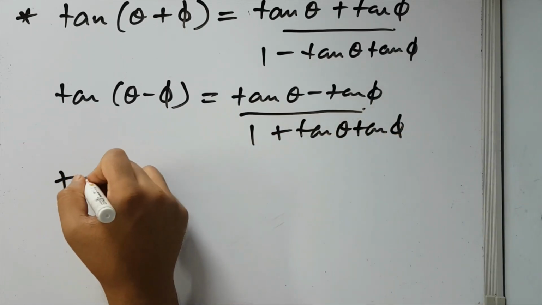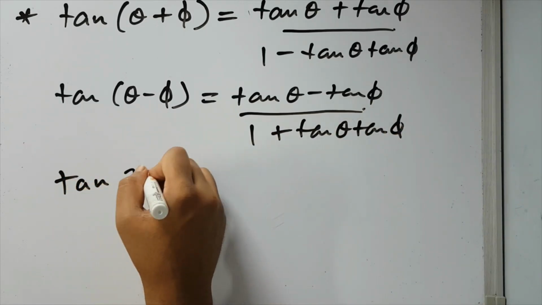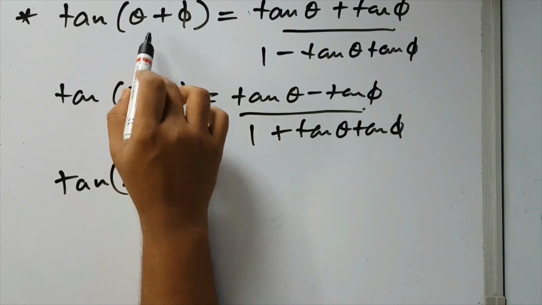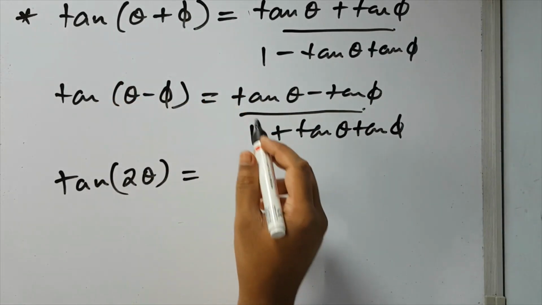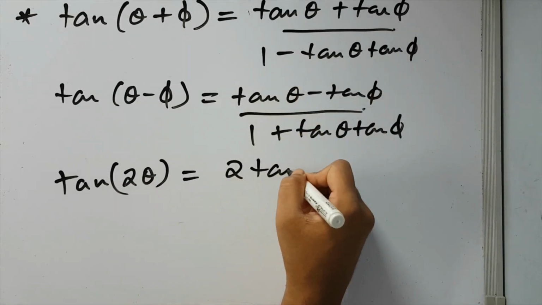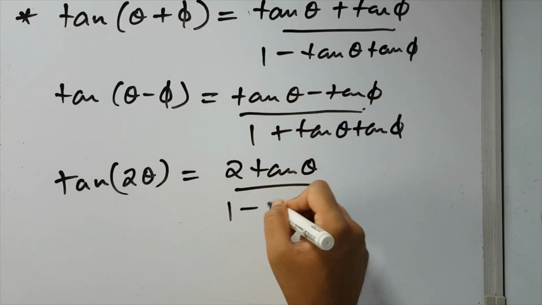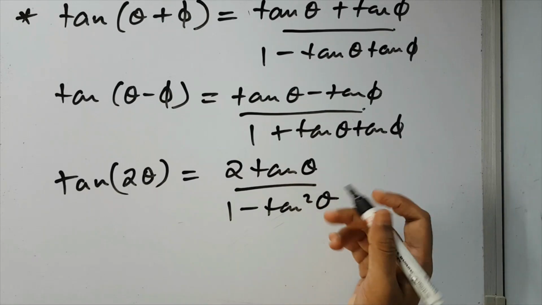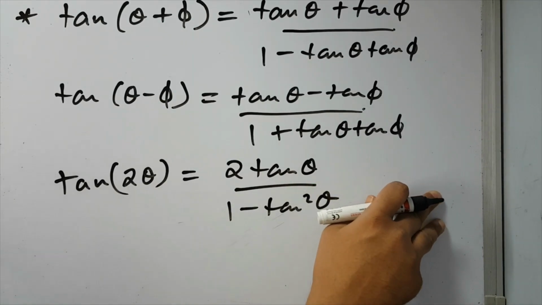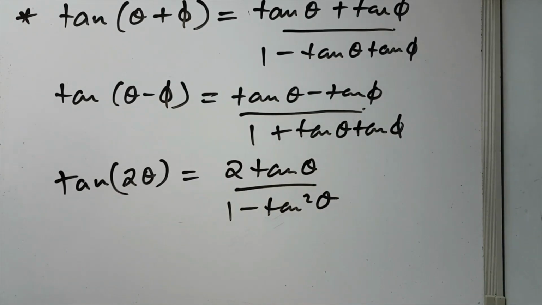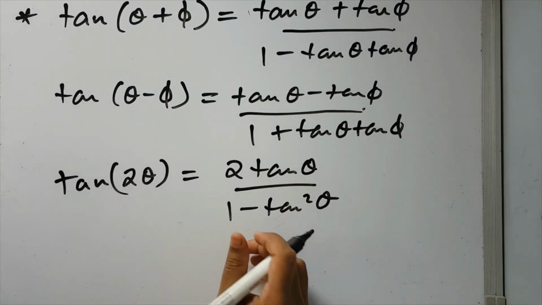Now what is tan of 2 theta? How do you calculate that? In this one, just replace phi with theta, so that would be 2 theta, and what do you get? 2 tan theta divided by 1 minus tan square theta. Okay, these are some very important formulae. Now let's look at some other important formulae.